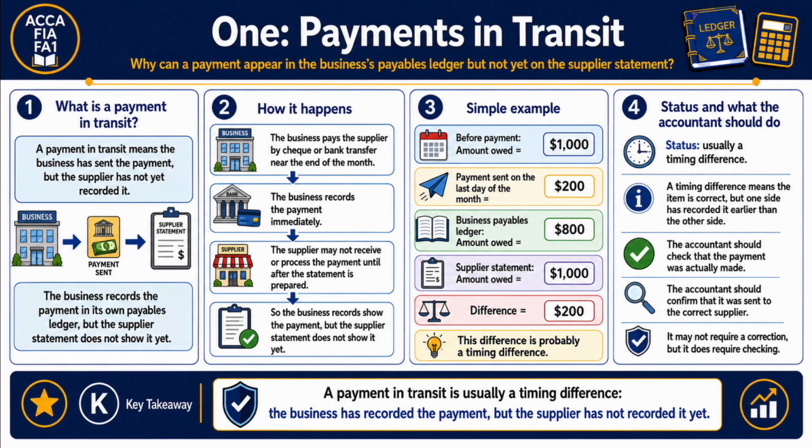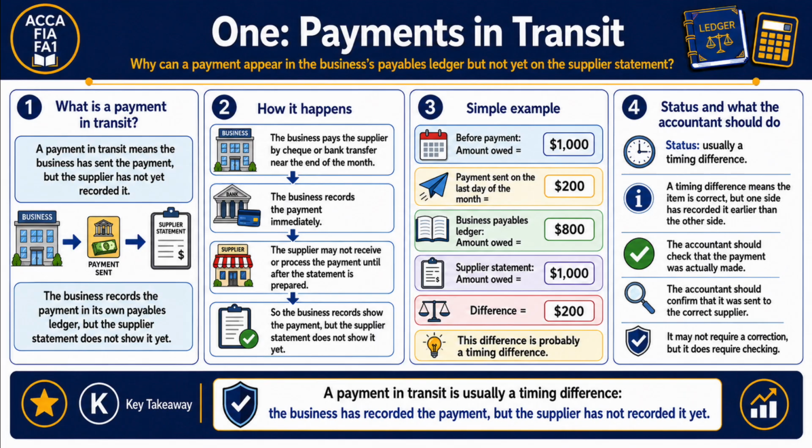This causes a difference. Simple example of payment in transit. Suppose the business owes a supplier $1,000. The business sends a payment of $200 on the last day of the month. The business records the payment immediately. So the business's payables ledger says amount owed equals $800. But the supplier statement was prepared before the supplier recorded the payment. So the supplier statement still says amount owed equals $1,000. The difference is $200. This is not necessarily an error. It is probably a timing difference. The payment is on the way, but it has not yet appeared in the supplier's records.